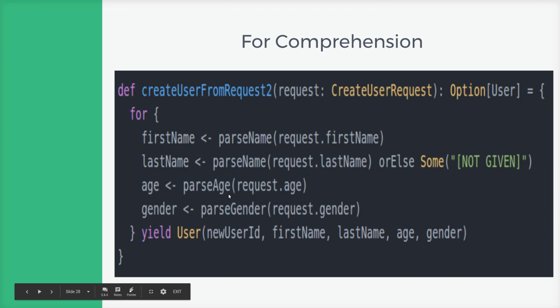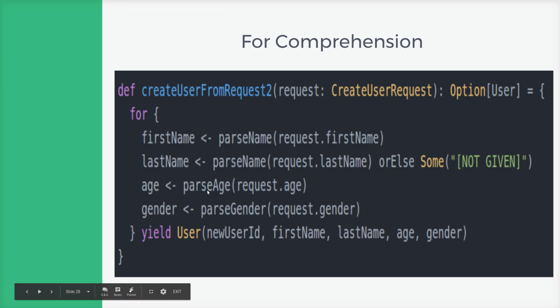We are doing the same for age and the same for gender, and we are using the yield keyword for telling I will return the user. And this is a cleaner way. For comprehension has some disadvantages, but I'm not going to touch them in this case because we are taking almost all the time in this presentation. But this is a very useful way.